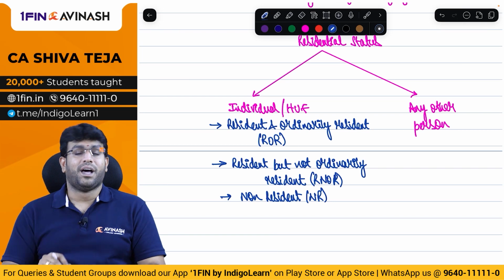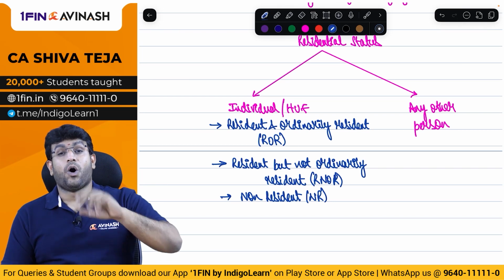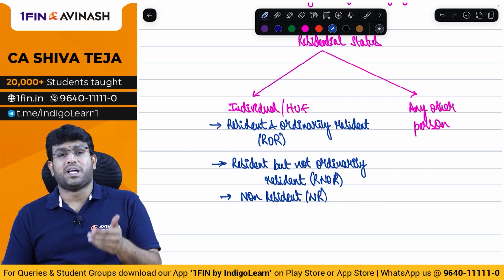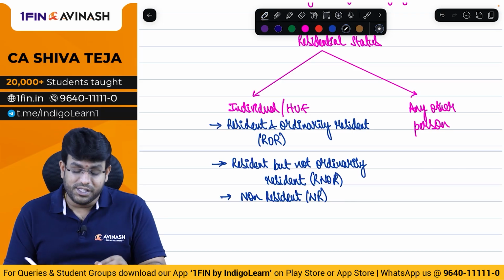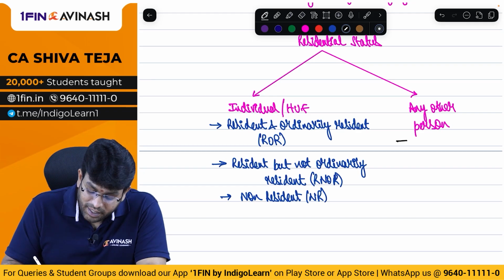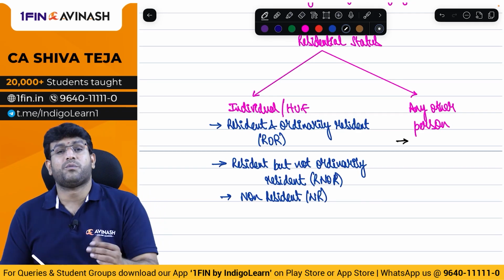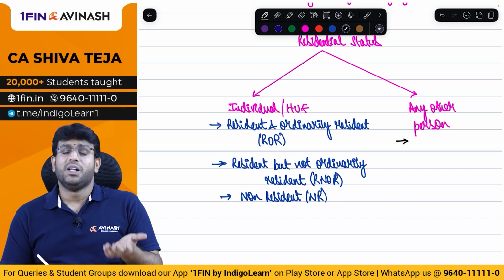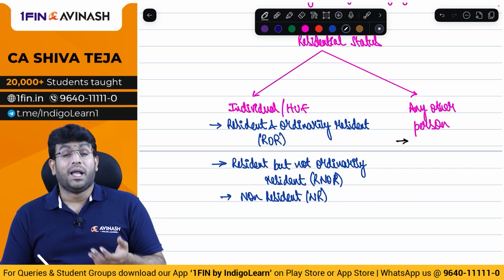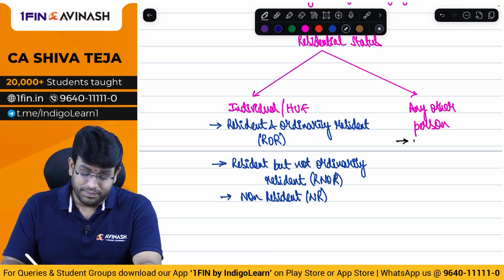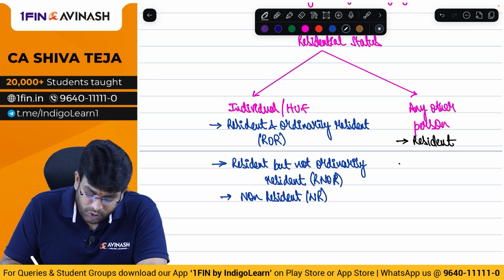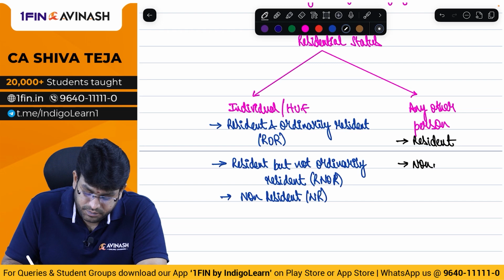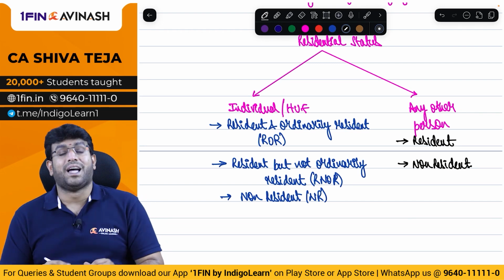ROR stands for resident and ordinarily resident. RNOR stands for resident but not ordinarily resident. NR stands for non-resident. But in case of any other criteria, my dear friends, when I say any other person, what is the possibility? Firms, local authorities, LLPs, companies for that matter. In these cases, we have only two criteria: resident, other one is non-resident. That's it.